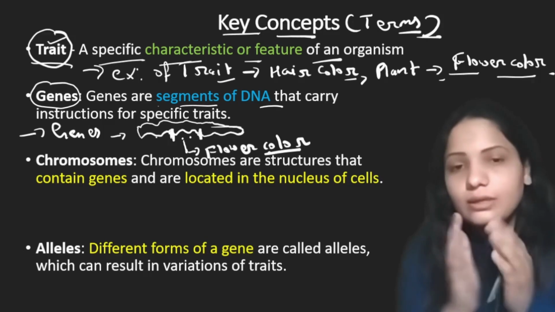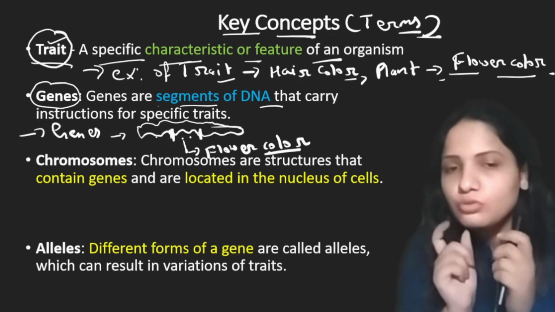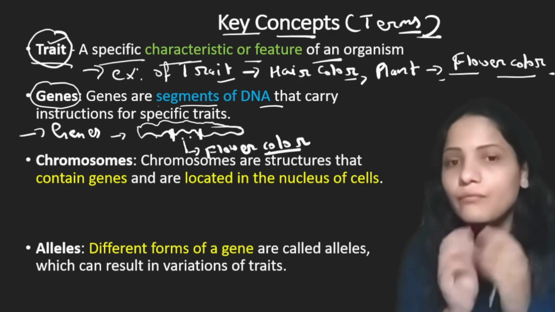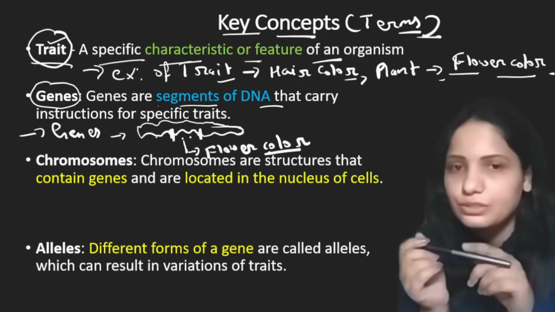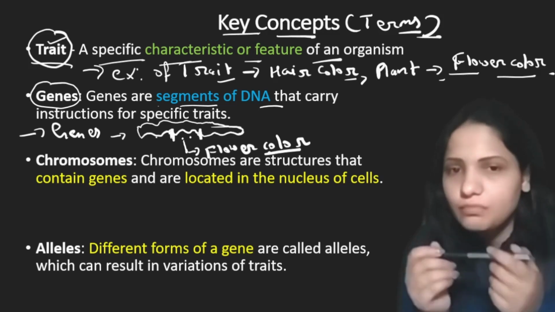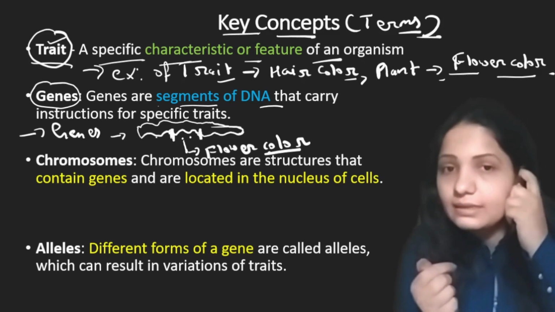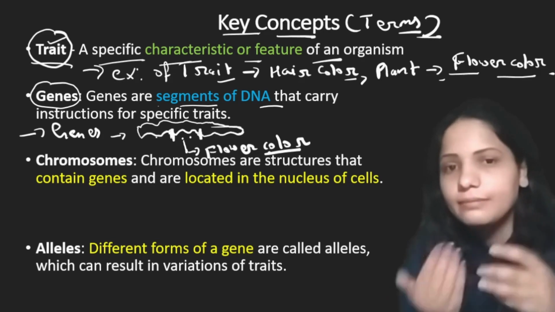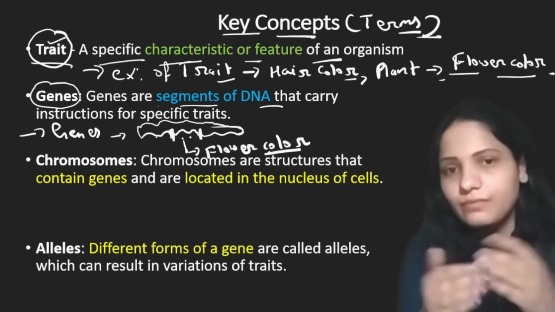Now there are many genes present in the DNA of an organism, and those genes are responsible for various functions. Each gene has its own function. If we consider a plant, what will the flower color gene do? It will provide color to the flower. It will be responsible for the color of the flower.